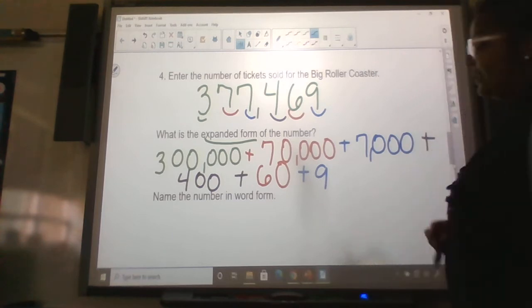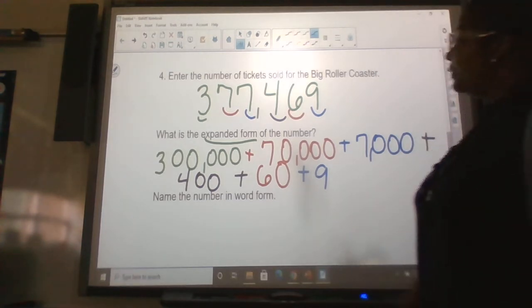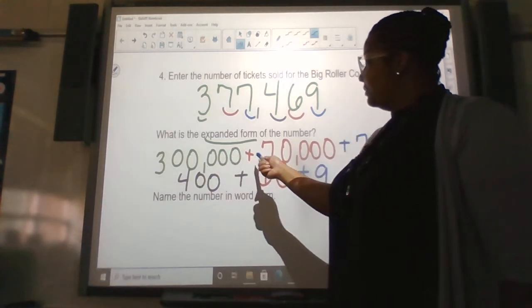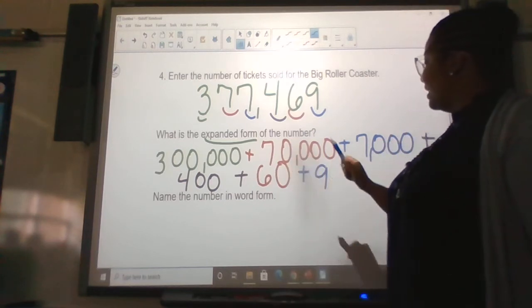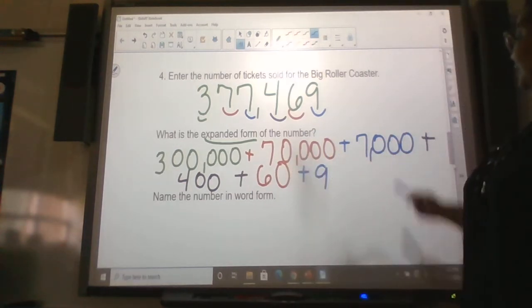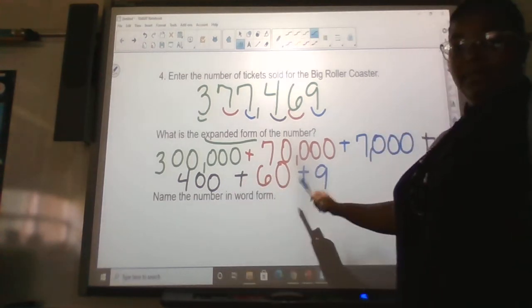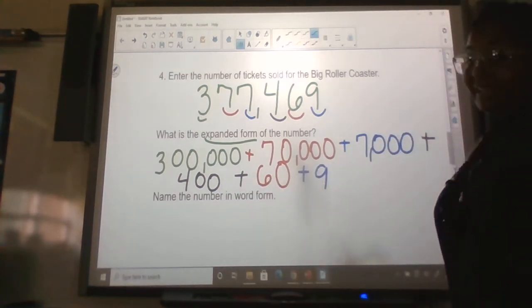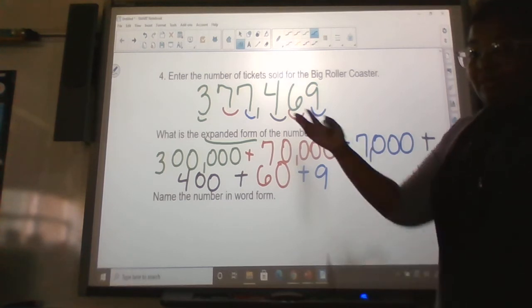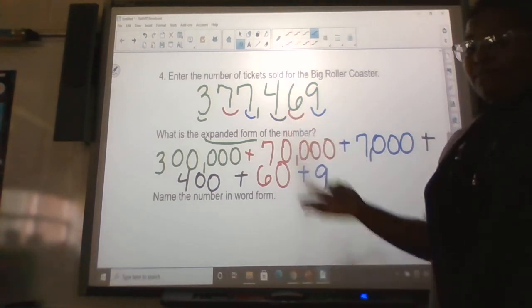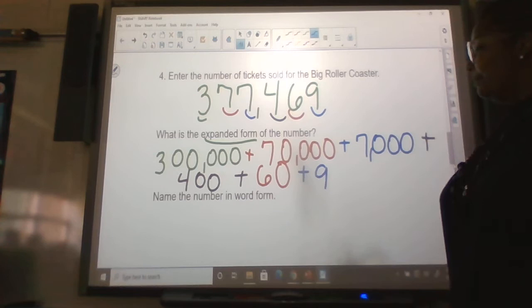So in expanded form, I have 300,000 plus 70,000 plus 7,000 plus 400 plus 60 plus 9. Expanded, I made it bigger. It's just the same number written in expanded form.